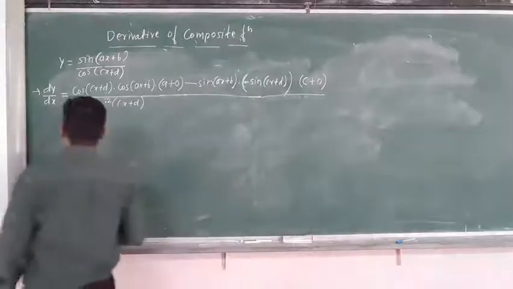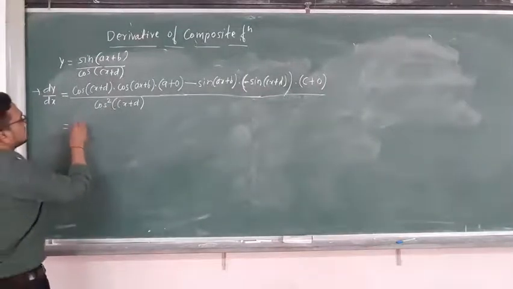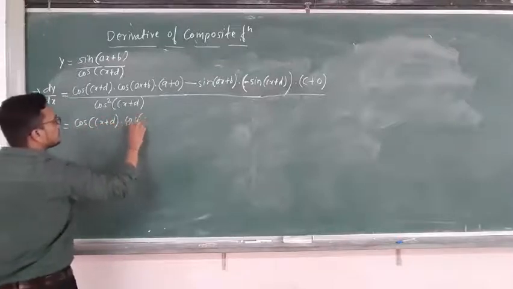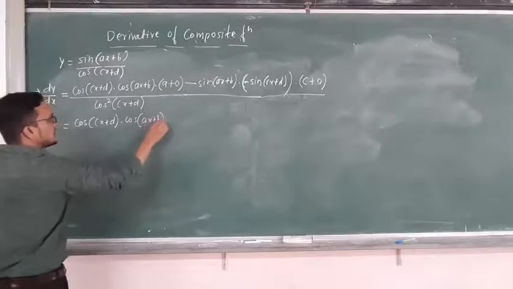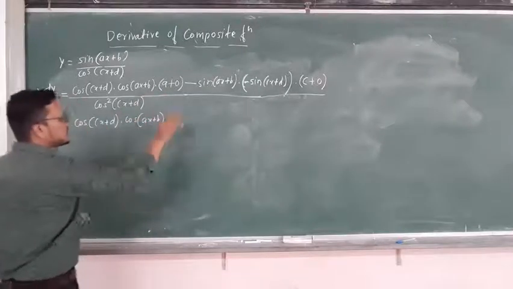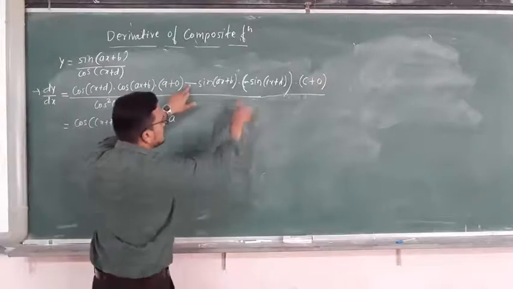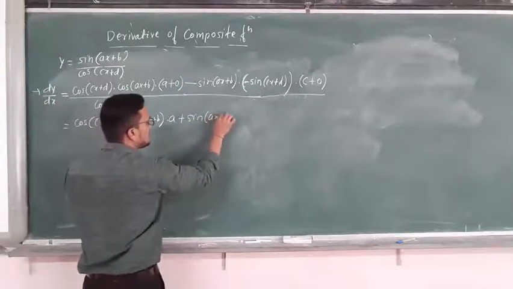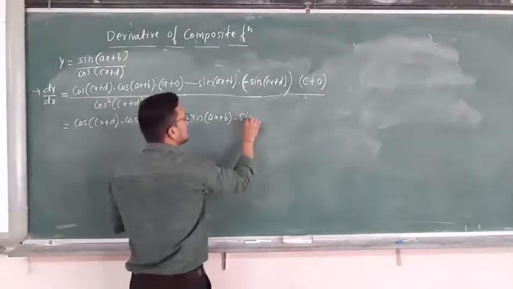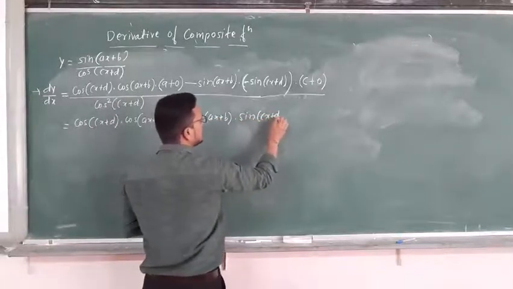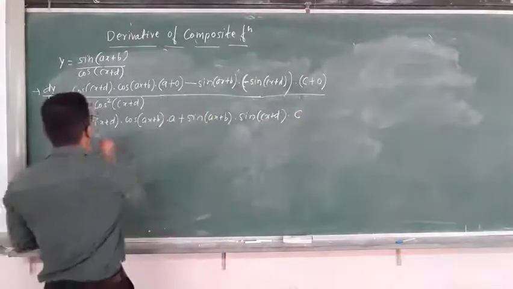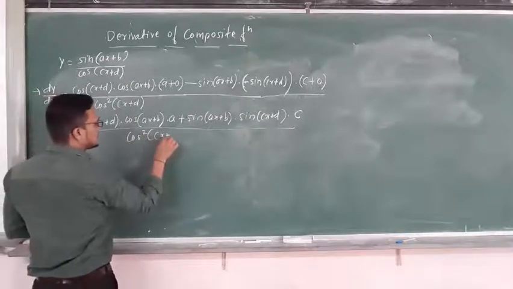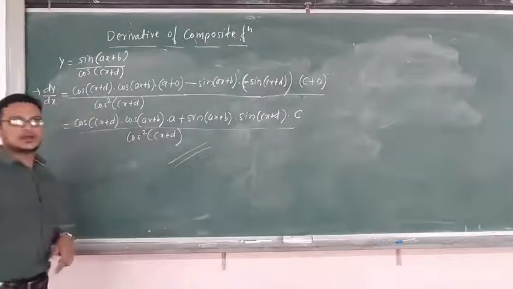I will simplify for one more step. Here cos(cx+d) into cos(ax+b) into a, plus 0, is a. Now this minus becomes plus: sin(ax+b) into sin(cx+d) into c, all divided by cos²(cx+d). So this is your answer.